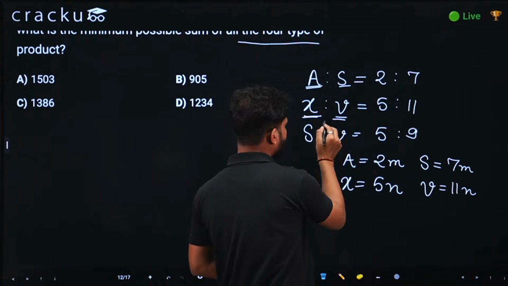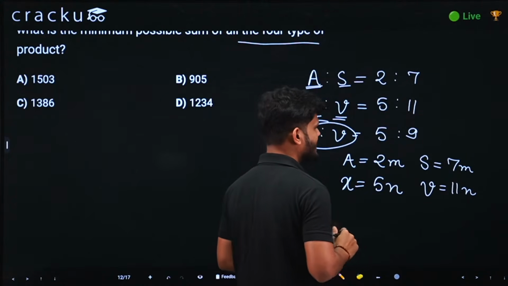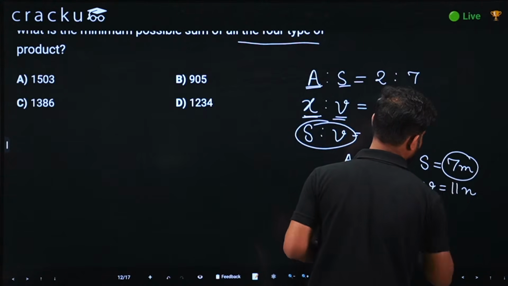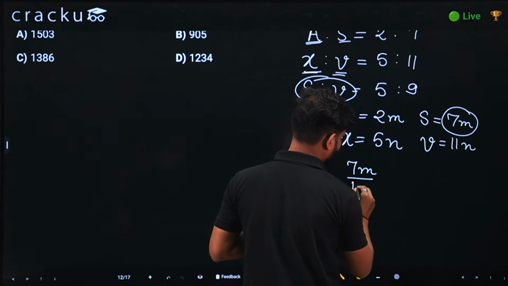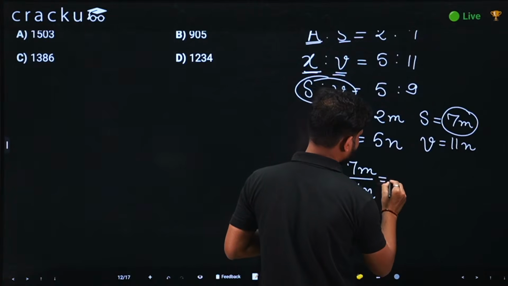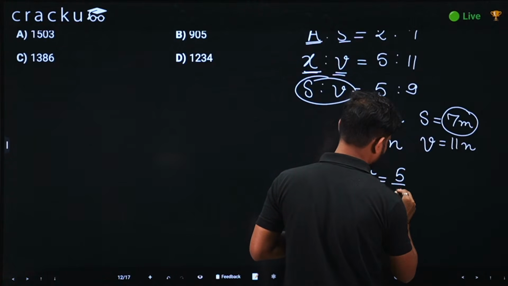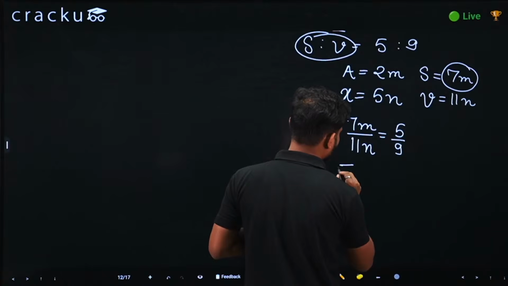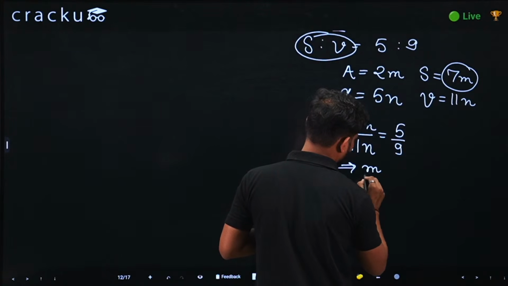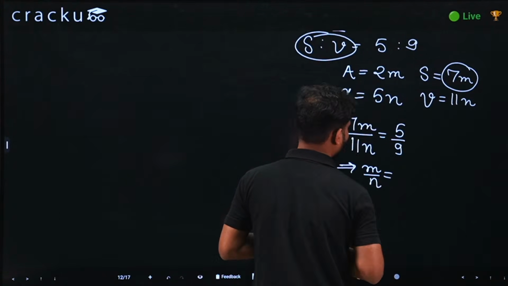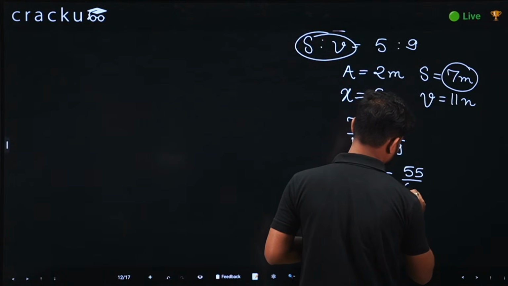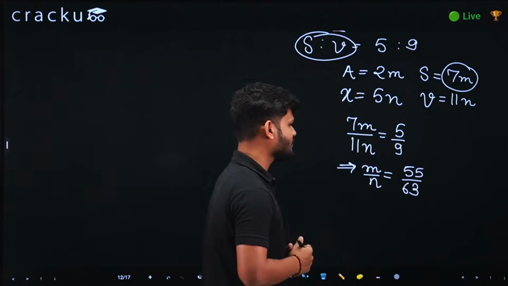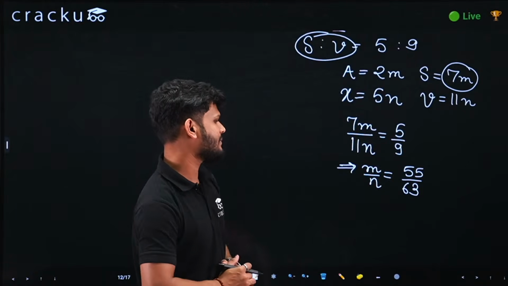You have one more relation. S is to V is 5 is to 9. What is S? It is 7m. So 7m upon 11n is given as 5 by 9. Right? From here what you get? You get m by n equal to 55 divided by 63. So m by n is 55 by 63.